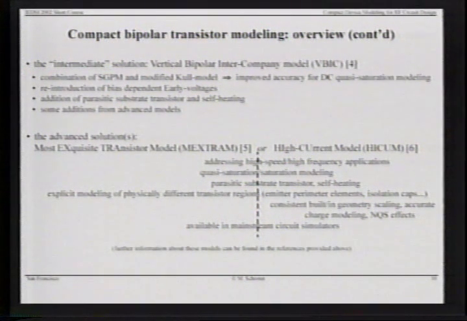And then there are two more advanced solutions, one of them is the Mextram model and one of them is the HICUM model. If you're wondering about this dashed line here, it's just supposed to indicate which model is more suitable for which of these features that are listed here. Down here, there's a bunch of features, and if something is more on the right-hand side, then this model is capturing it more. If something is more on the left-hand side, the other model is capturing it more just by design.